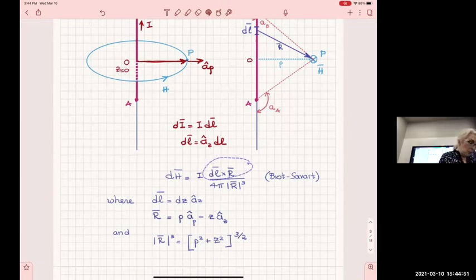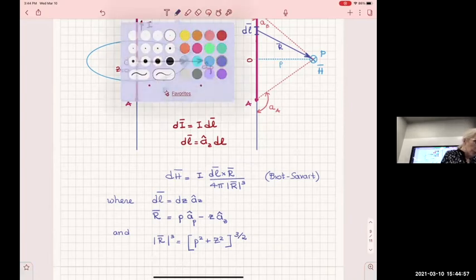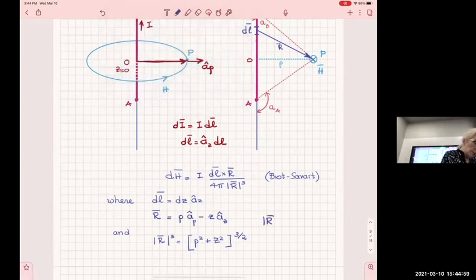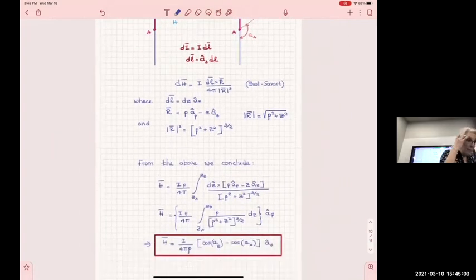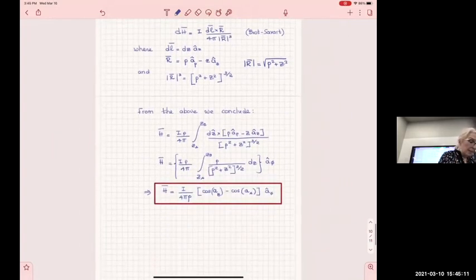The magnitude of the vector R is equal to the square root of rho squared plus Z squared. And if I replace this here, I find this integral, which is given in the book. It's a known integral, obviously.